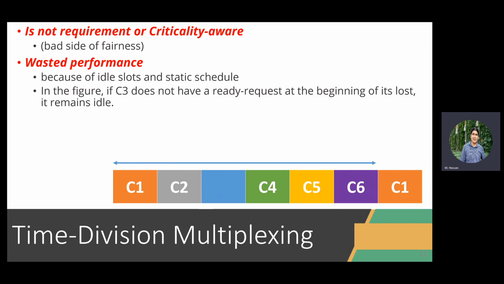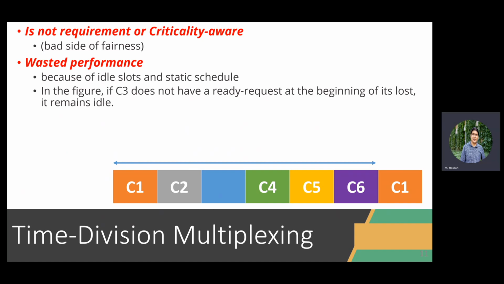This is good to enforce composability, but it's bad in terms of performance, right? So it has wasted performance. Here I'm giving you an example. If core 3 does not have a request during its slot, I will waste the S cycles, the 10 cycles in our example, without being used at all. If I wanted to use it, I can make C4 execute here, C5 execute here, and I finish early. So my performance can be better, but TDM is not doing this. Is there any question about TDM?